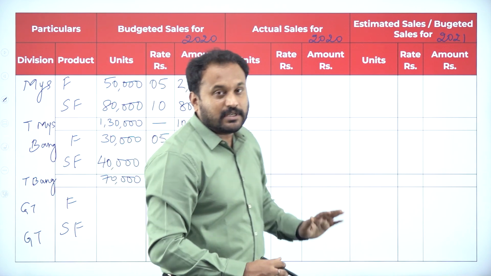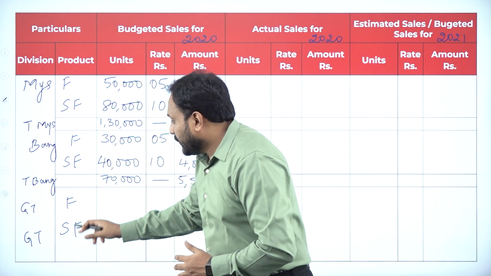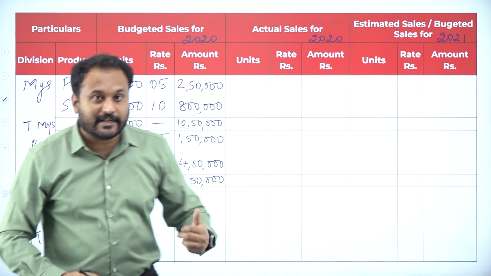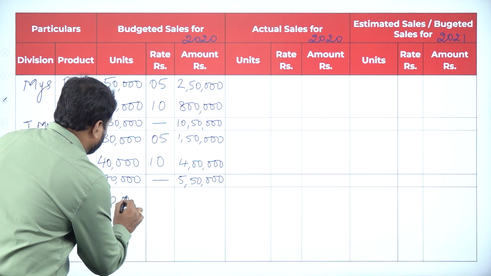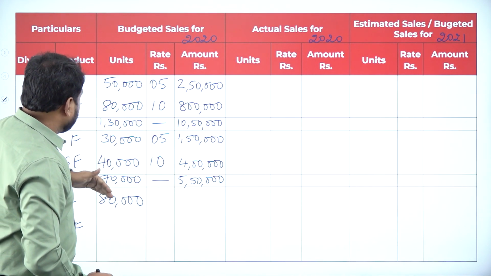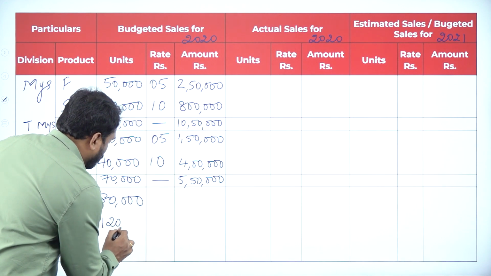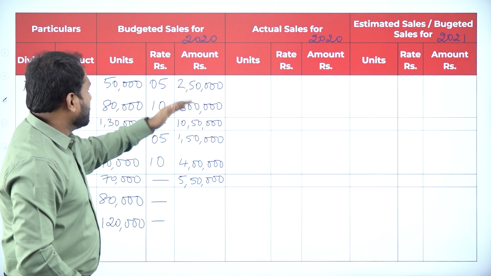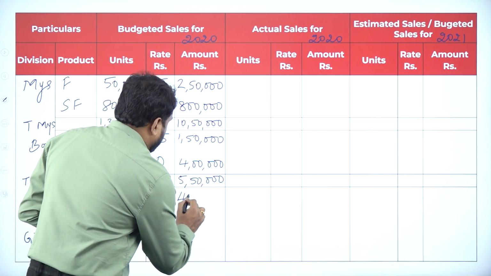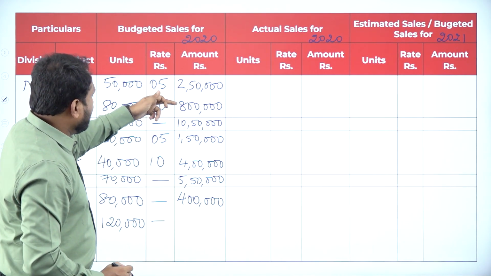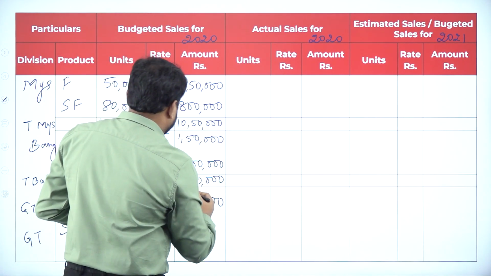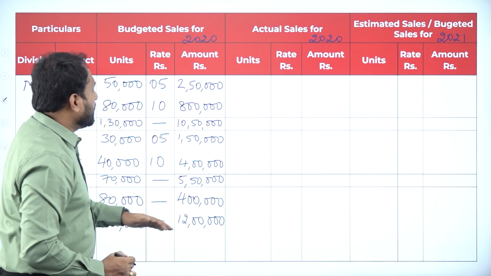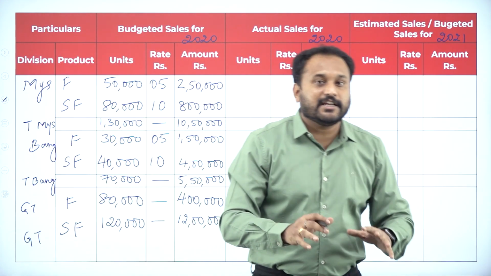Now we will go with actuals. Either you can go with grand totaling of fine and super fine. That means here fine is 50,000 plus 30,000 is 80,000. You can write it, you can finish it. Say we have here 80,000. Now 80 and 40, that is super fine. 80 plus 40 is 1,20,000. Here don't put anything. So 2,50,000 and 1,50,000, if you go with it, it is 4 lakh. So we got here 4 lakh. Now 8 lakh plus 4 lakh, you get 12 lakh. Now we are done with the first one, that is budget sales for the year 2020.